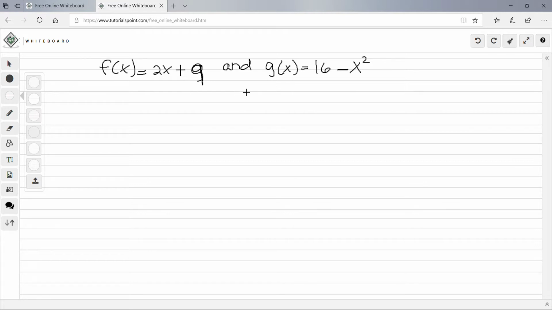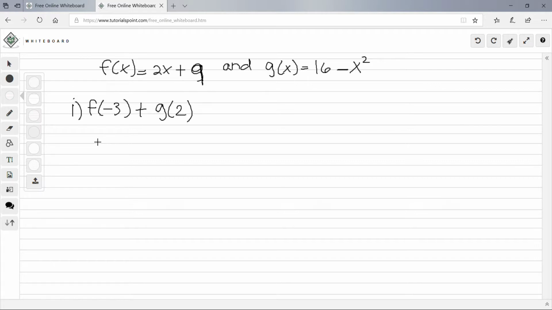The first problem says, what is f of negative 3 plus g of 2? So it's just pretty much substitution. The function f of x, you can also write it as y, if that makes it easier. So you're just plugging negative 3 into the function f of x.